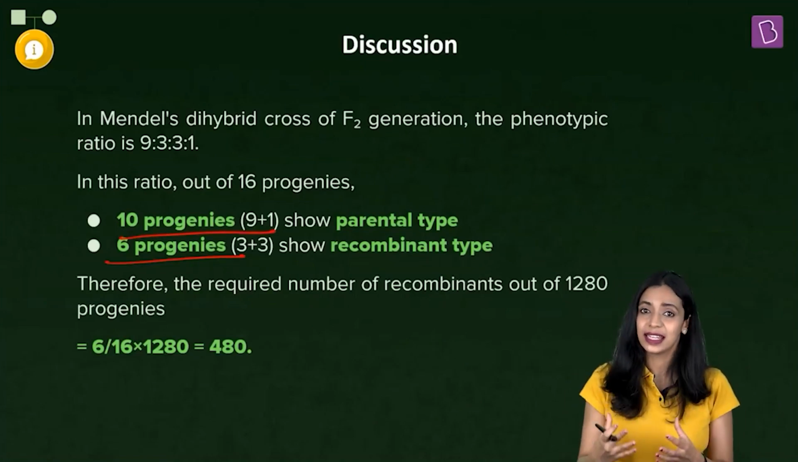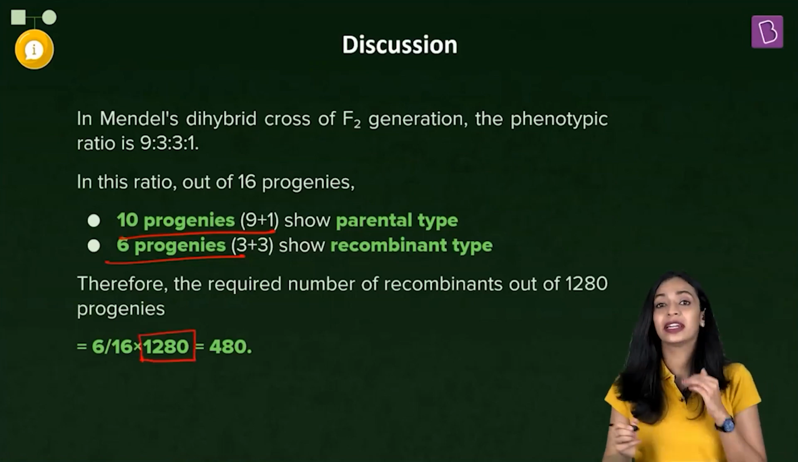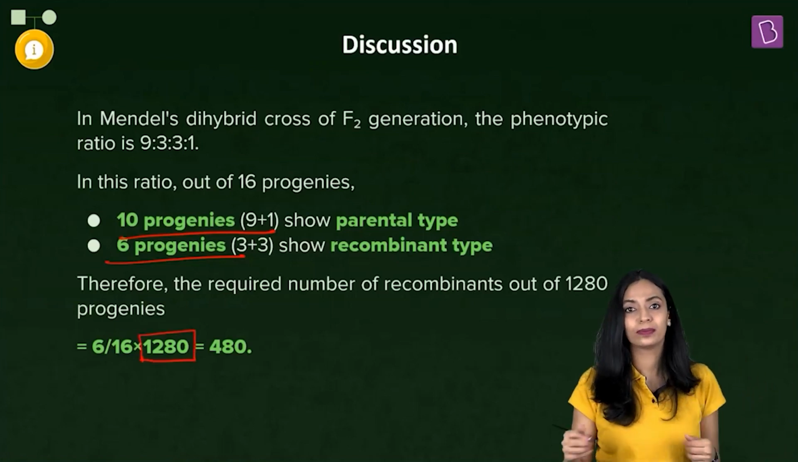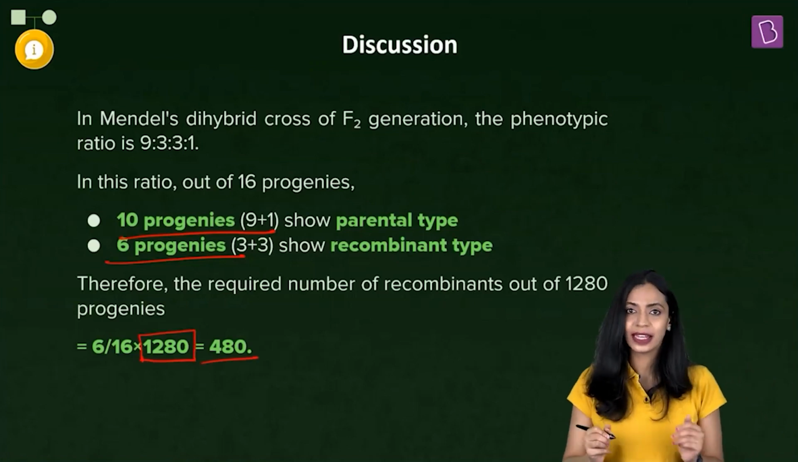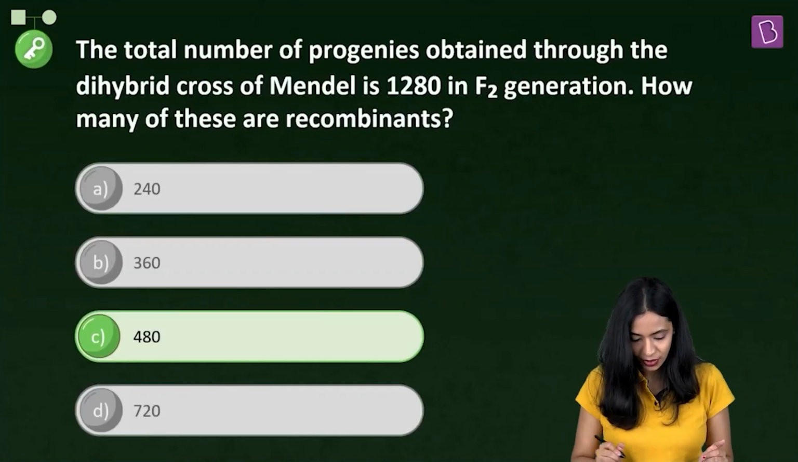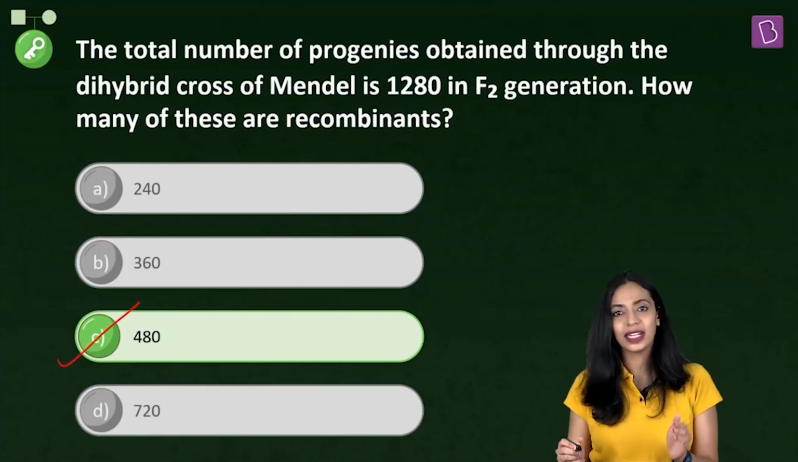So among 16, if we have 6 recombinants, then among 1280 plants obtained in the F2 generation, there should be 480 recombinants. I hope you have understood. Now the correct answer to this question would be option C, 480.